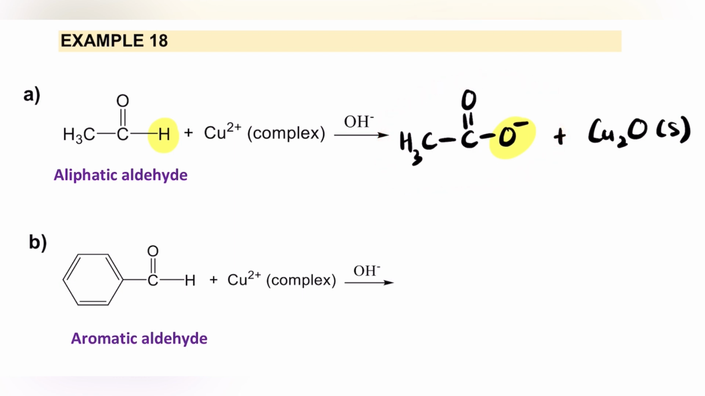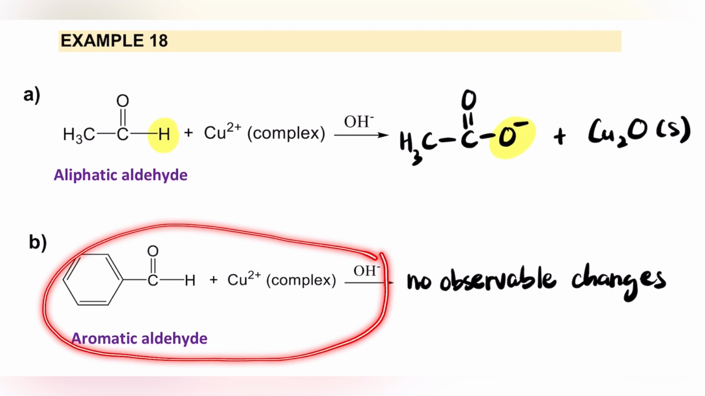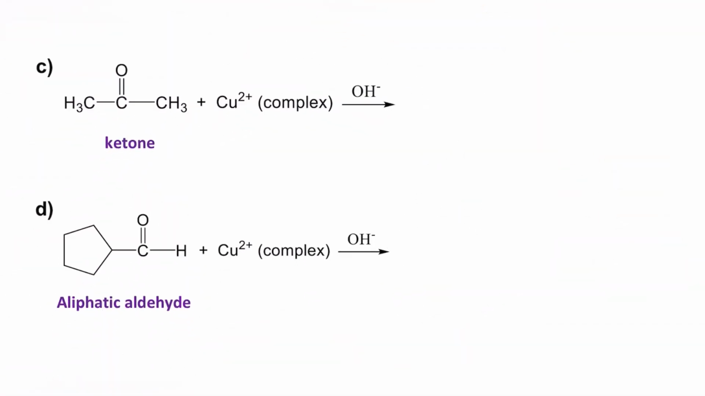Next one, untuk aromatic aldehyde, because we know that aromatic aldehyde will not show the positive result for Fehling's test. So I'm going to put my product as no observable changes. So observation untuk this one, no brick red precipitate form. Next, kita try another two more. So apa yang saya ada adalah ketone. So as I mentioned before, ketone juga tidak akan menunjukkan positive result, so dia akan tulis sebagai no observable changes. And the last one, kita ada D, iaitu aliphatic aldehyde.